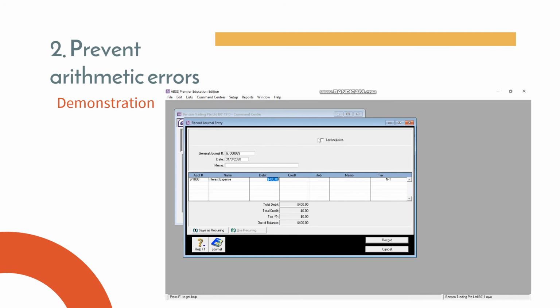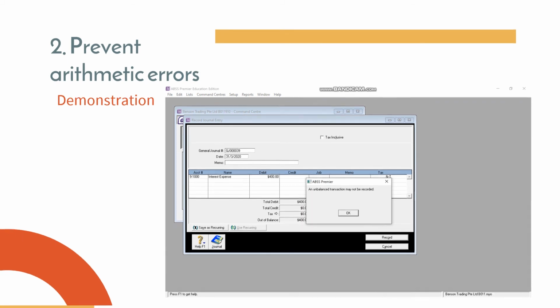So every time we are recording a transaction in the software right here, the software only allows the transaction to be recorded if both debit and credit entries are recorded. And I will demonstrate to you what will happen if I'm only entering a debit entry. So when I press the record button right here, the software actually gives a reminder that an unbalanced transaction may not be recorded, and thus this is the way that the software ensures that both the total debits and total credits are equal to each other.